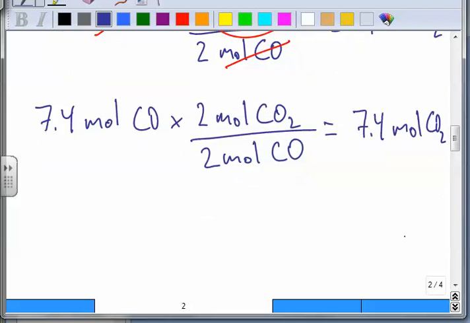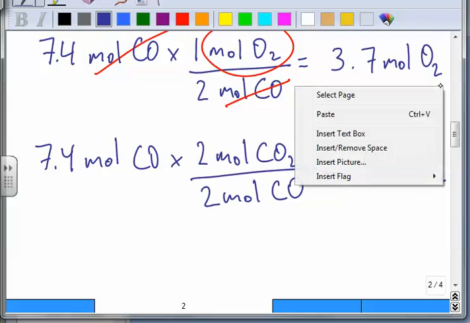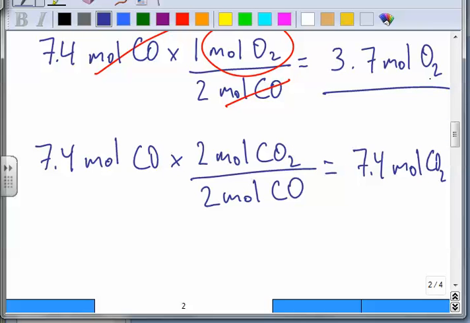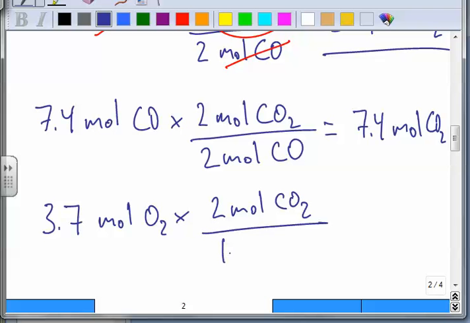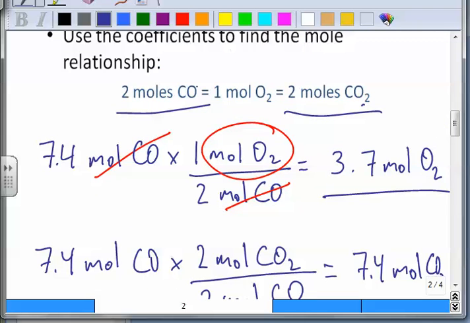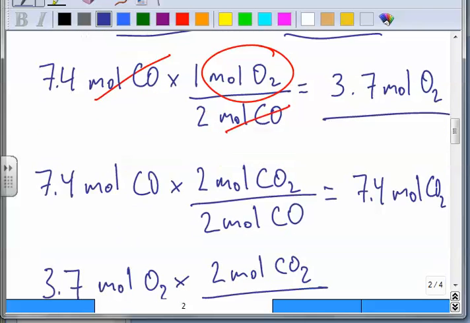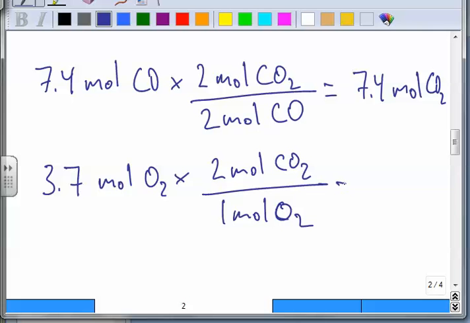Now we will get exactly the same answer if we begin with our moles of oxygen. Okay, so let's do it that way. We have 3.7 moles of oxygen, and we produce 2 moles of carbon dioxide for every 1 mole of oxygen that we react, right? Again, these are our mole-mole ratios given up here in our balanced chemical equation. So now we're going to take 3.7 times 2, and this will, of course, give us the same answer, 7.4 moles of carbon dioxide.